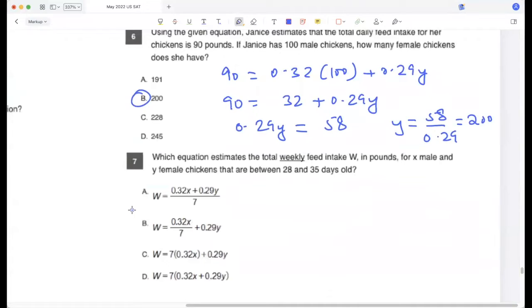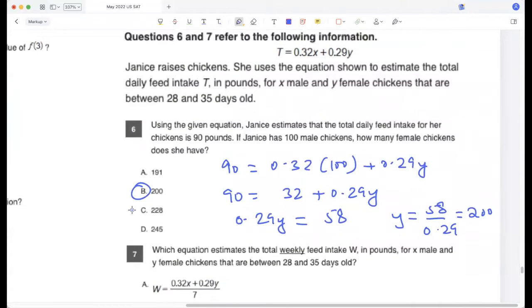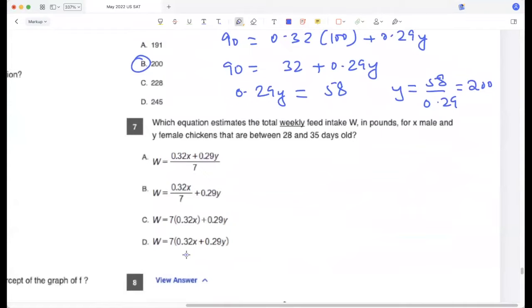Which equation estimates the total weekly feed intake for x male and y female chickens? So this was the daily one, right? So weekly would be 7 times this. So 7 times the daily intake.